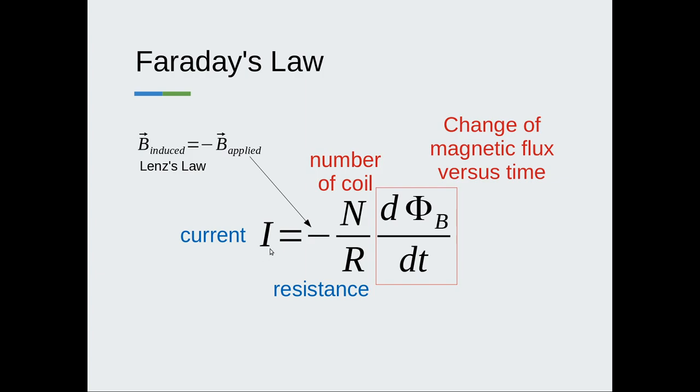So the current is I, and we have the number of the coil, this is N, and the magnetic flux versus time, so this is the speed of the change of magnetic flux. And here is the factor resistance. We didn't test it in the video, but you can do the experiment by changing different materials for the wire. Yeah. So this is Faraday's law. And here is a negative sign.